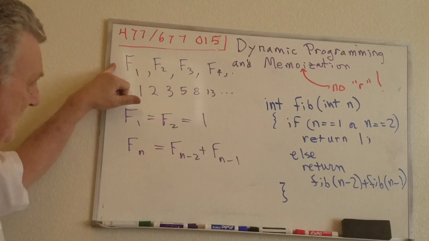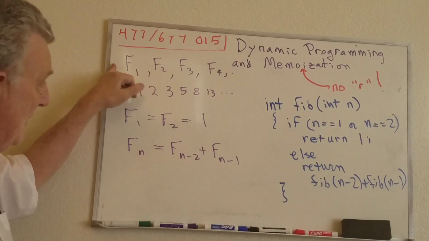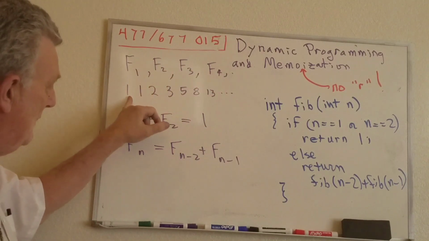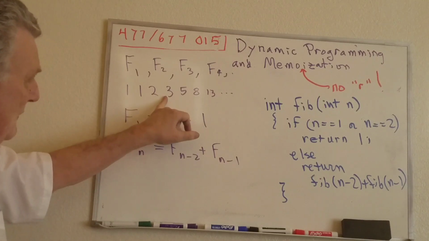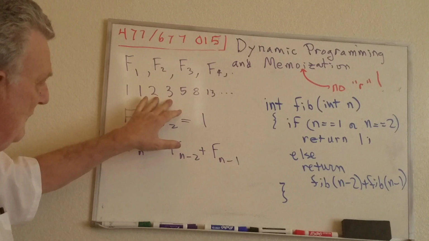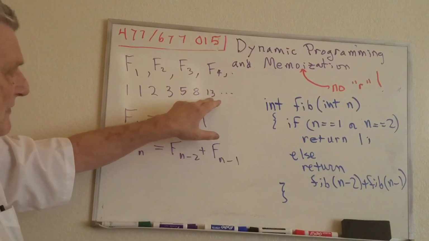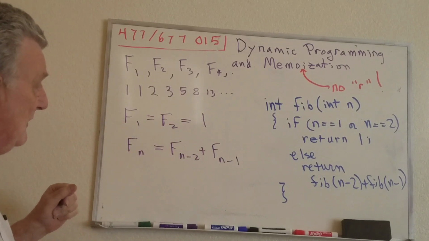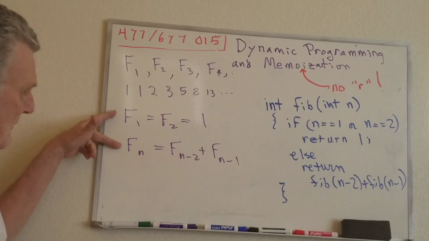A well-known example of a recursively defined sequence is the Fibonacci sequence. F1, F2, F3, F4. F1 is 1, F2 is 1, F3 is 2, F4 is 3. And every subsequent number is the sum of the previous two. 2 plus 3 is 5, 3 plus 5 is 8, and so forth. They grow exponentially.